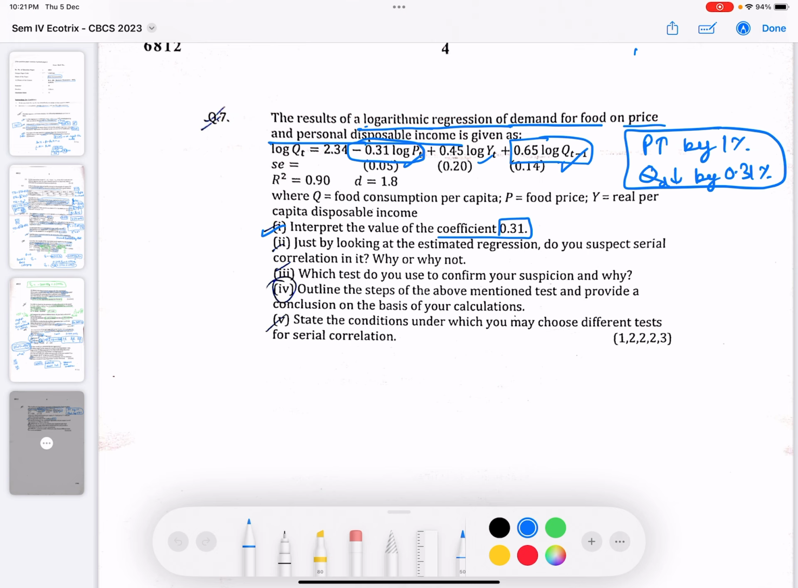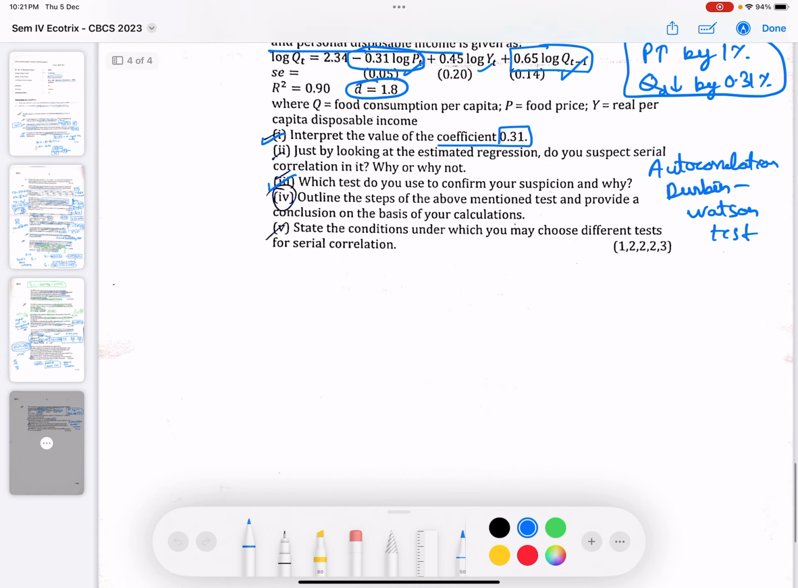Now, which test do you use to confirm your suspicion and why? If we are talking about autocorrelation, we use the Durbin-Watson test, because they have given you the value of d as well, which makes your work easier. So we are supposed to use the Durbin-Watson test. Now in the fourth part, you are supposed to outline the steps of the above mentioned test and provide a conclusion based on your calculation.